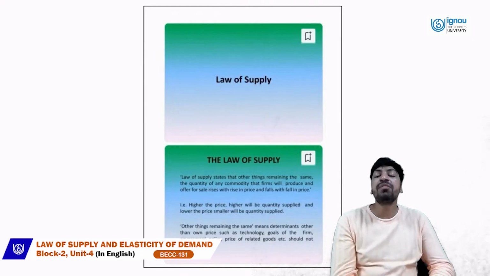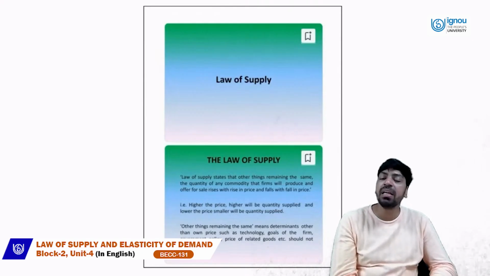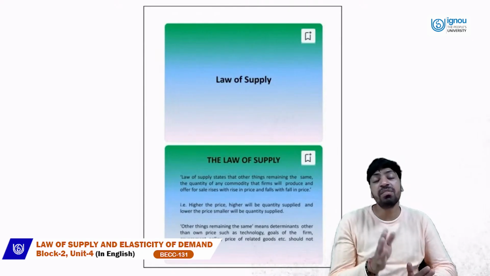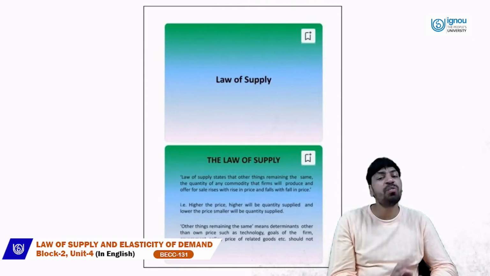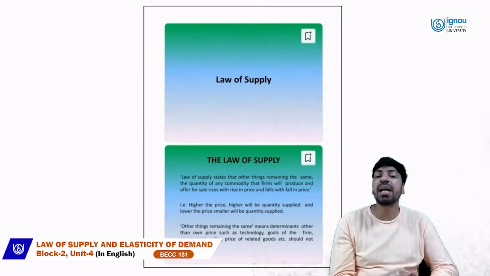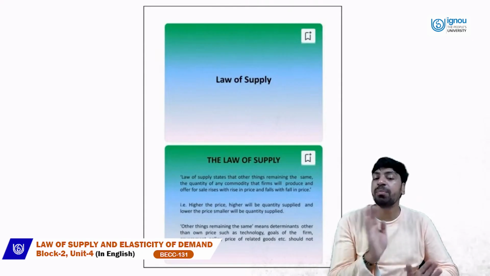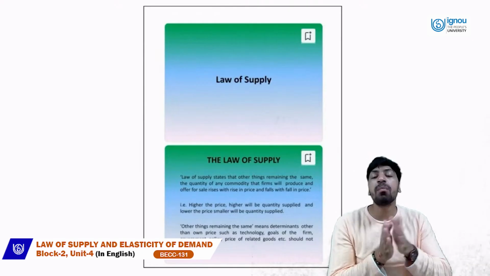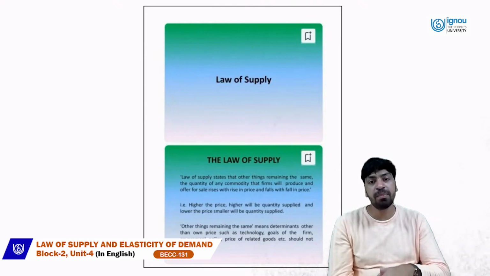For example, if a particular seller or producer increases the price, then automatically the quantity supplied would increase, or vice versa. All other factors, such as technology, government policy, goals of the firm, and prices of related goods, will not change. That means all other factors remain constant. Only the price and quantity supplied have a direct, or positive, relationship with each other, and that's called the law of supply.